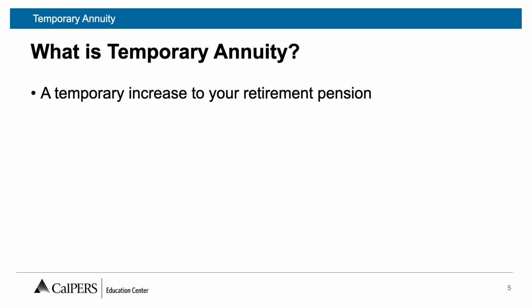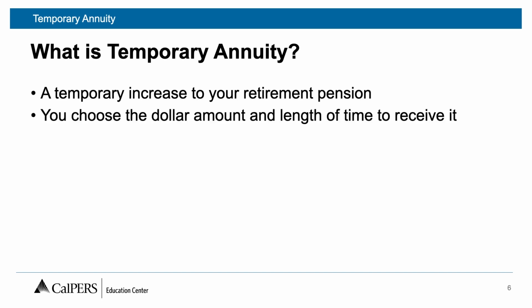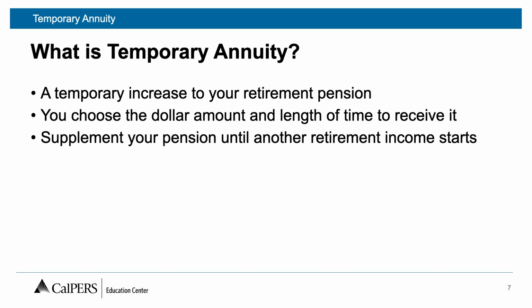At retirement, you may elect to choose to receive an additional dollar amount to enhance your monthly CalPERS pension for a specific period of time. This is called a temporary annuity. You select the dollar amount and how long you can receive it for when you apply for retirement. Generally, the purpose of a temporary annuity is to supplement your pension, allowing you to retire before you can receive other retirement income, such as your Social Security benefit.